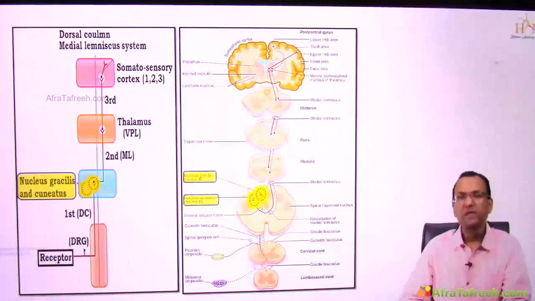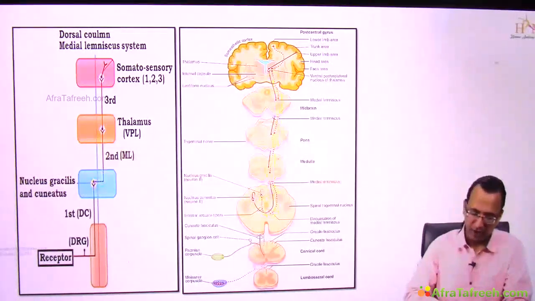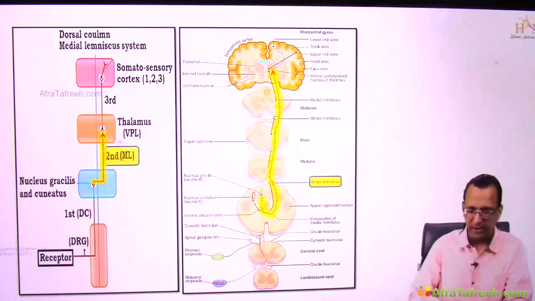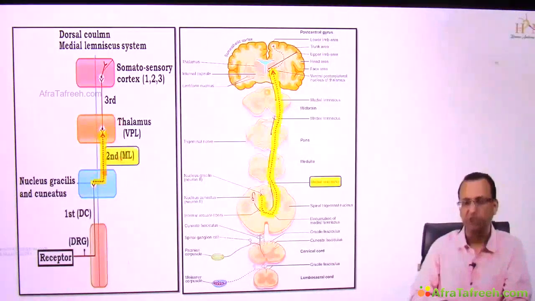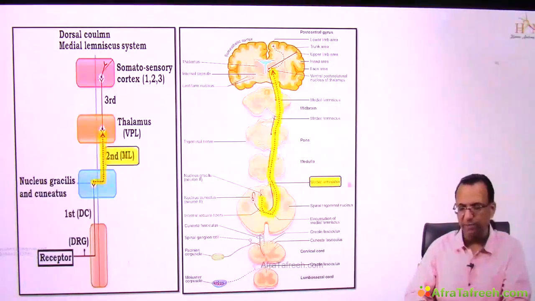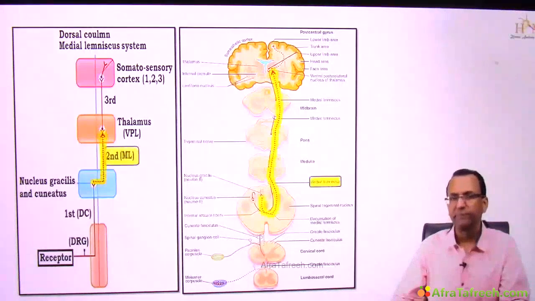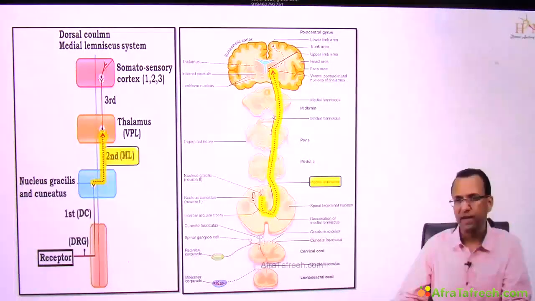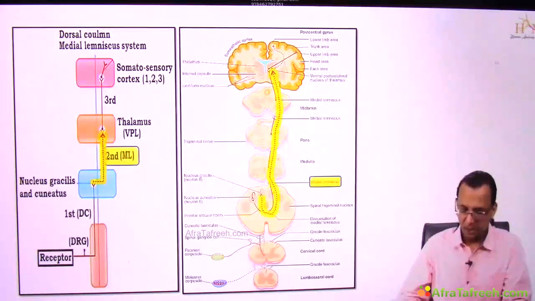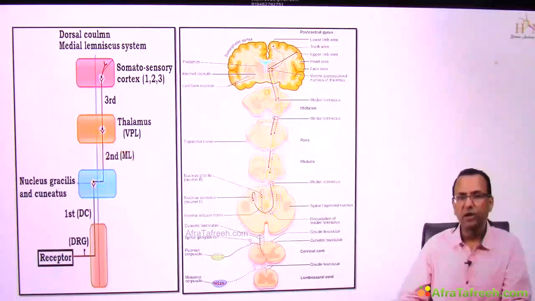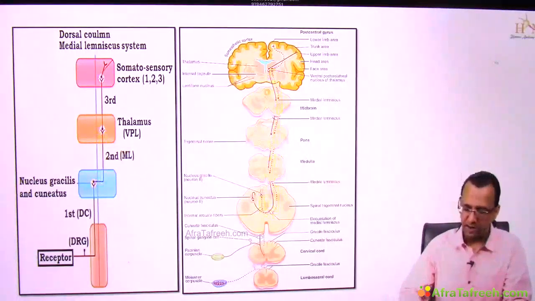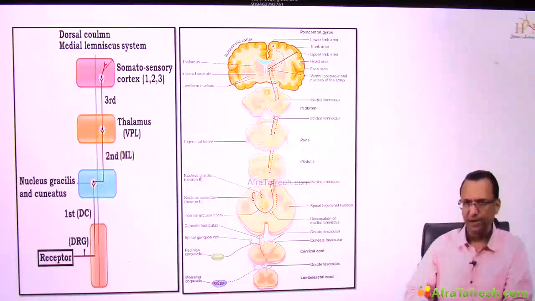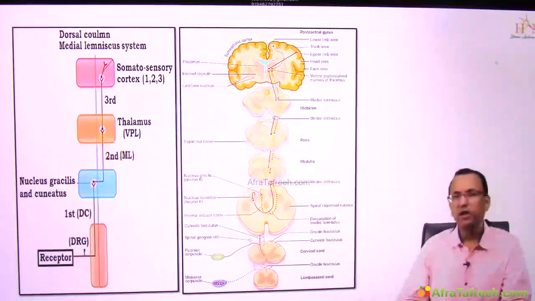Now, what are these nuclei doing? They give the second order neuron, which will cross the midline and start running as the medial lemniscus. What is a lemniscus? A bundle of axons. It is called medial because it runs near the midline. Then the second order neuron, running contralaterally, where is it going to synapse?